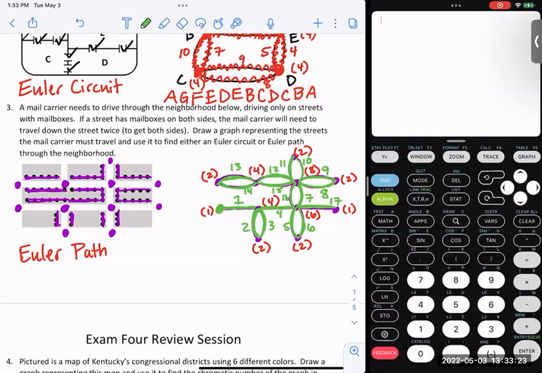So this wouldn't be so bad as long as they're just driving through, they could basically drive to the next neighborhood that they need to deliver to. So I think this is okay that they're not ending back where they started. Any questions?